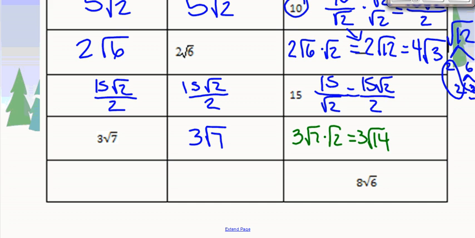Okay, so here you should have gotten 3 square root of 14, because the square root of 7 times the square root of 2 would give us the square root of 14. And then 2 and 7 are the only factors of 14, so you can't factor anything out. Please, again, pause this video and try that last one on your own. And if you have any questions, we can talk about it the next time I see you after break.